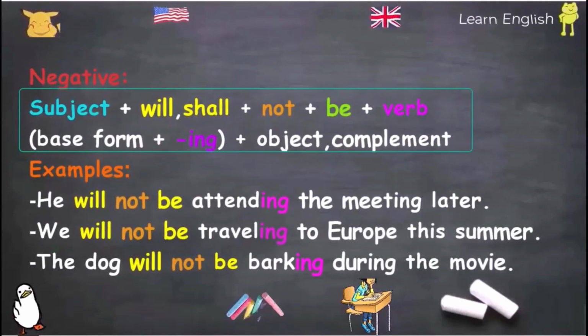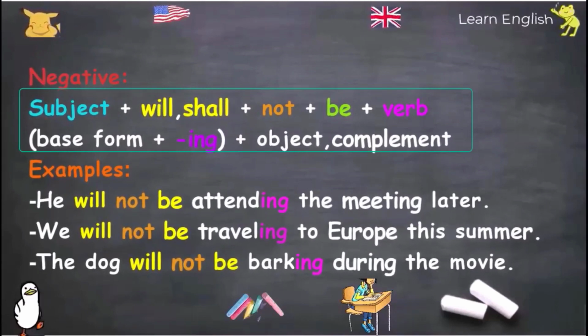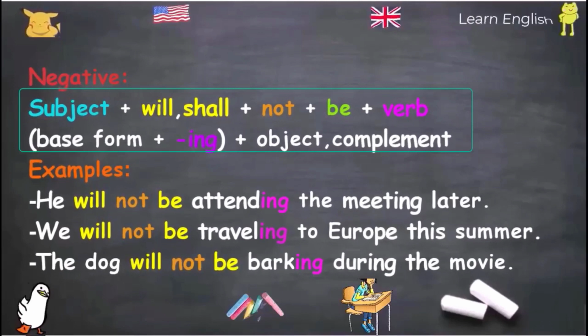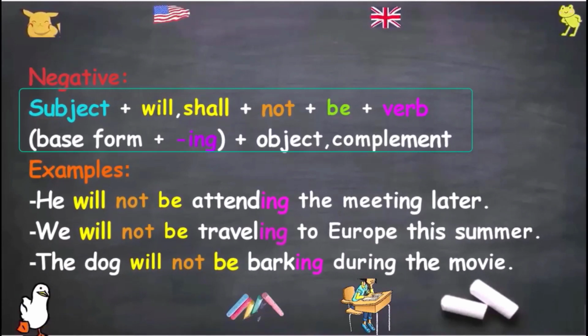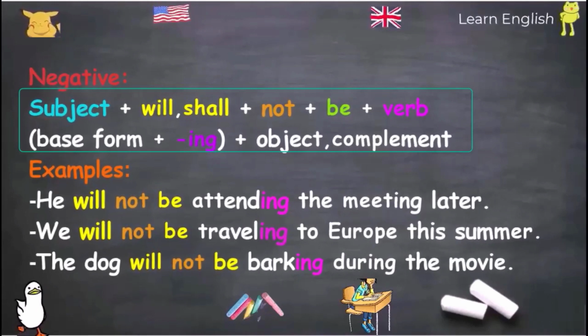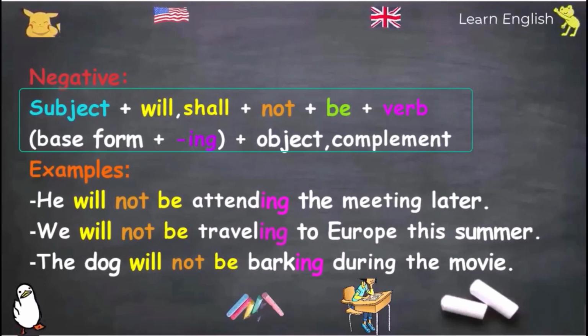Negative: subject plus will/shall plus not plus be plus verb base form plus -ing plus object/complement. Examples: He will not be attending the meeting later. We will not be traveling to Europe this summer. The dog will not be barking during the movie.